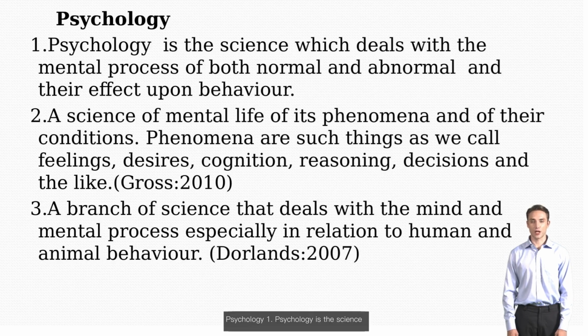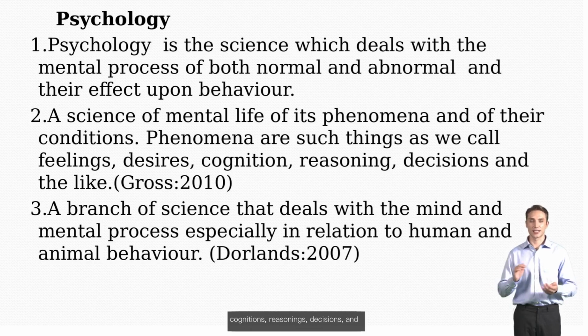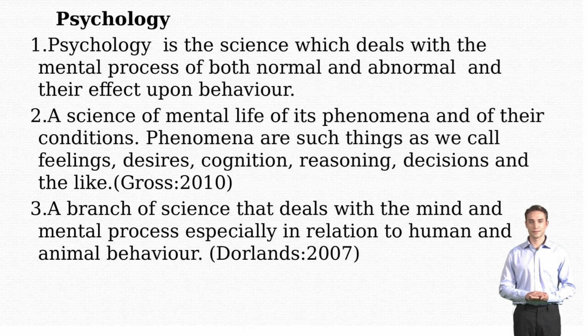Psychology. 1. Psychology is the science that deals with the mental process of both normal and abnormal and their effect on behavior. 2. A science of mental life, of its phenomena and of their conditions. Phenomena are such things as we call feelings, desires, cognitions, reasonings, decisions, and the like. Gross, 2010. 3. A branch of science that deals with the mind and mental process, especially in relation to human and animal behavior. Dorlands, 2007.